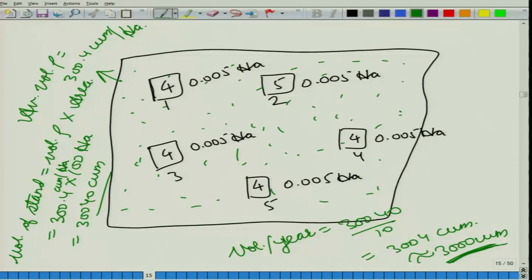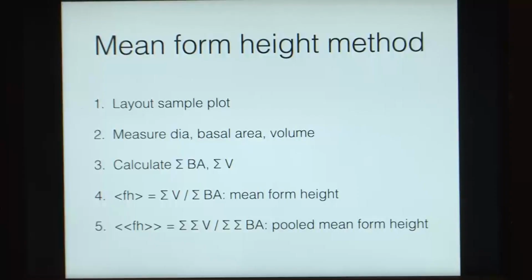So, when you want to convince a farmer to go into agroforestry mode, or if you want to compute the amount of remuneration that you can get out of a stand that you are managing, this is one easy method of finding that out. Now, another way in which we can compute the volume of a complete stand is using the mean form height method. In the case of the mean form height method, these are the steps.